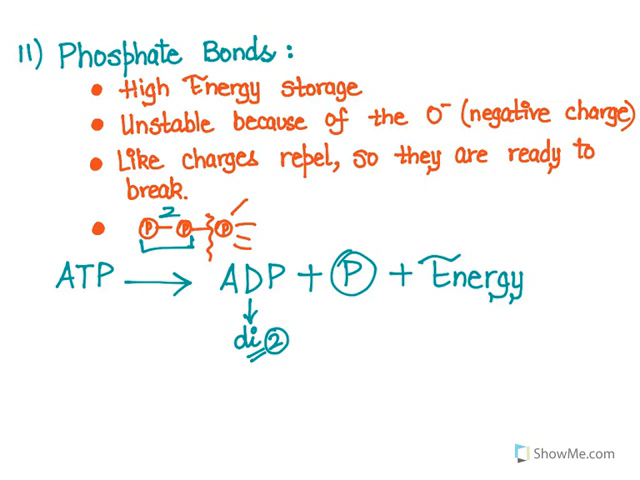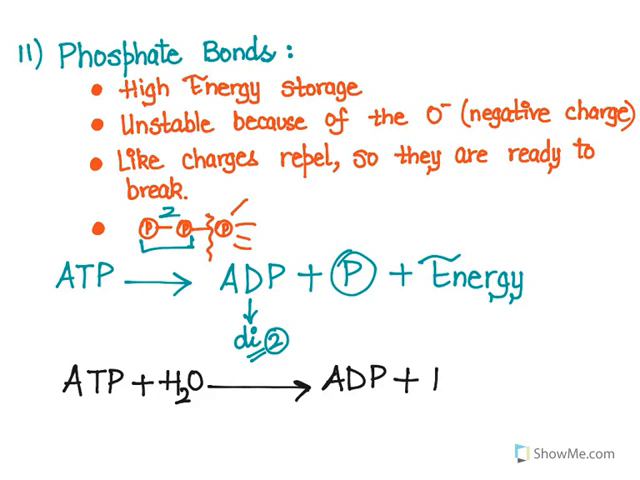All right, now let us take a look at the basic reaction that happens here. Again, ATP uses water to give ADP diphosphate plus the extra phosphate, and a lot of energy is released. Now remember, whenever energy is released, it is called an exergonic reaction. So the energy is exiting or released here.